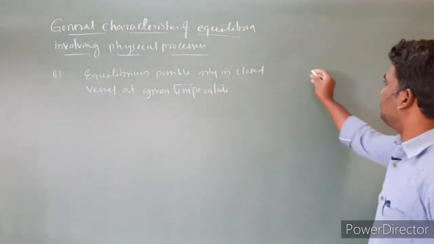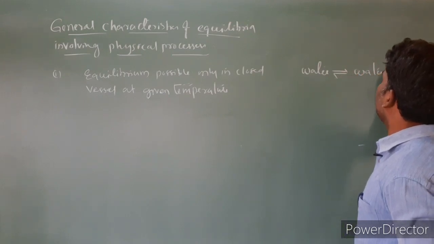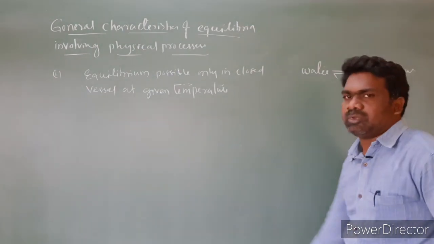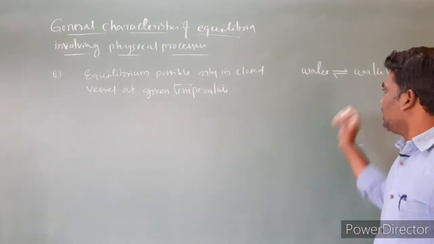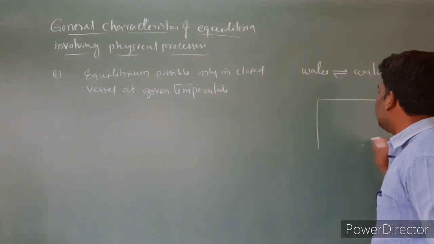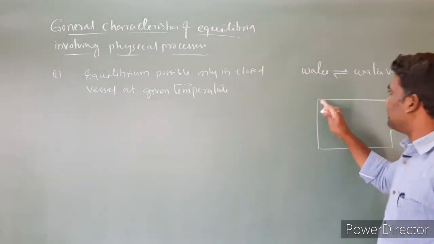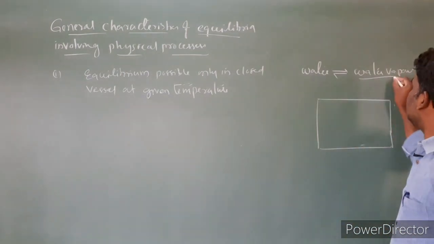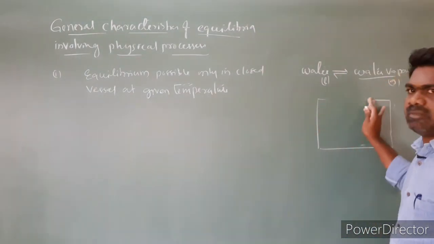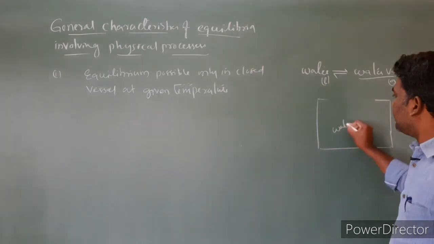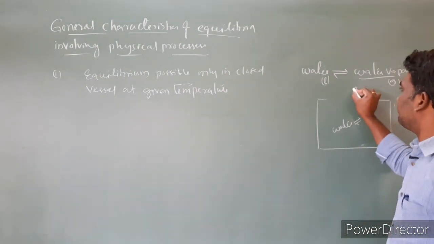Suppose I am taking water and converting it into water vapor. Between the water and water vapor there is an equilibrium established. If the vessel is closed, then only this equilibrium is possible, because water vapor is in the gas state and water is in the liquid state. If the vessel is opened, the water converts into water vapor, and this gas can escape from the container.